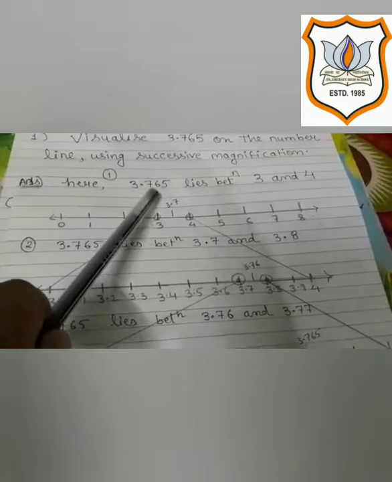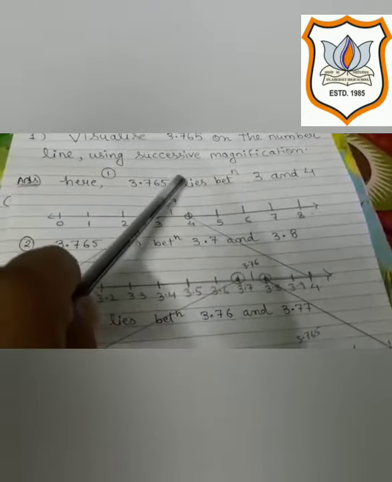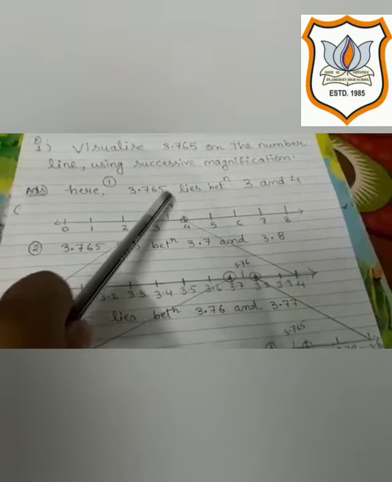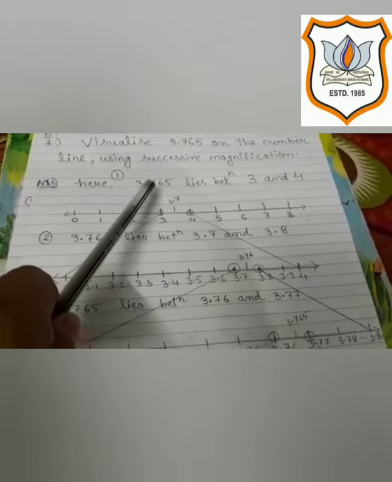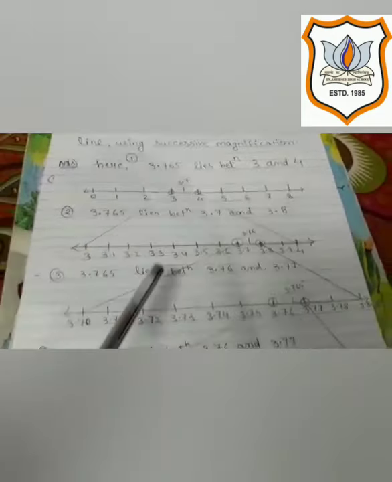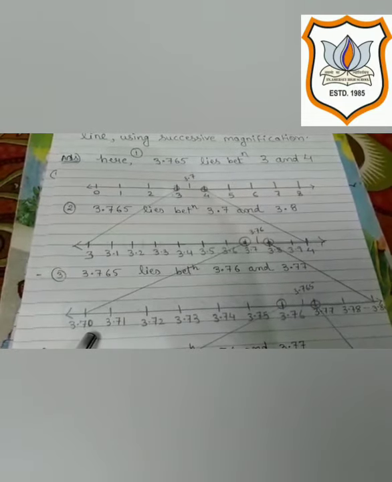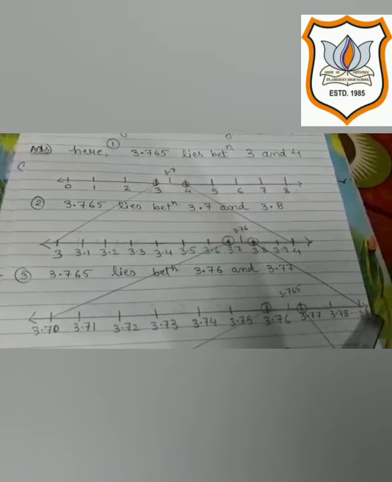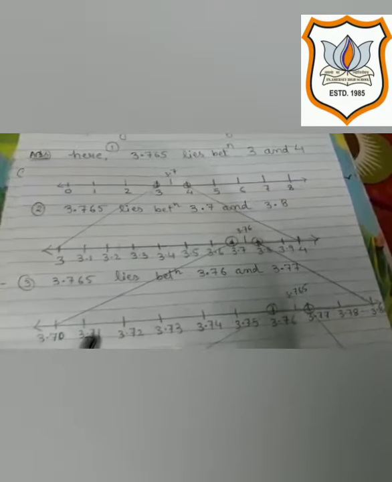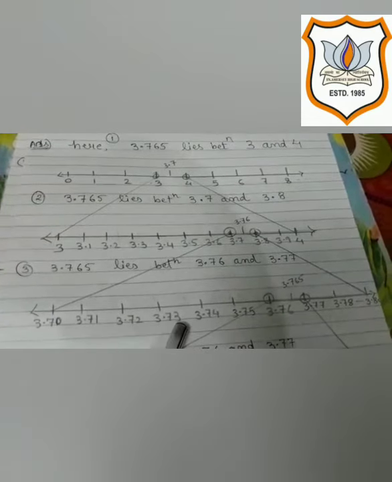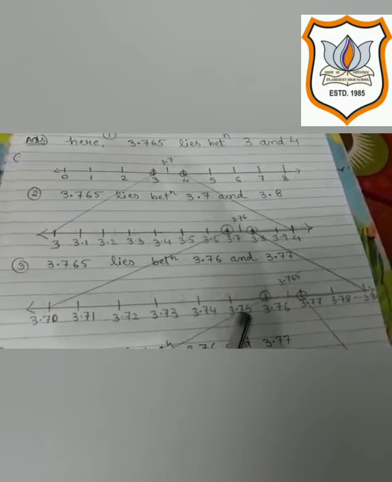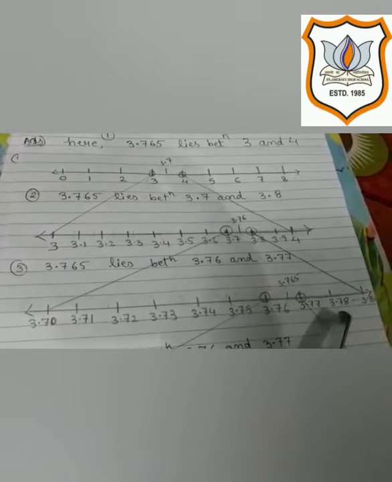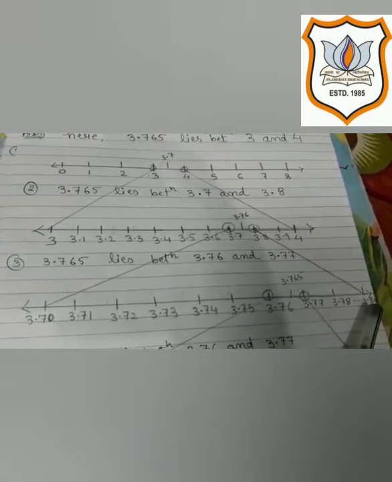And our last required number is 3.765. Think over it. 3.765 will be between 3.70 and 3.80. Consider it. 3.71, 3.72, 3.73, 3.74, 75, 76, 77 and 78 and just like that 3.80.